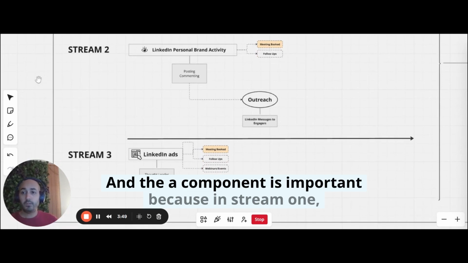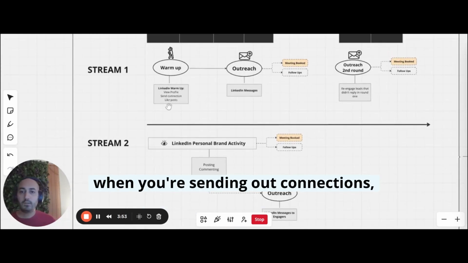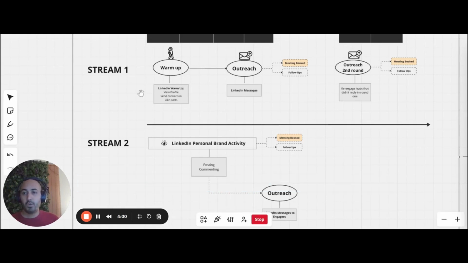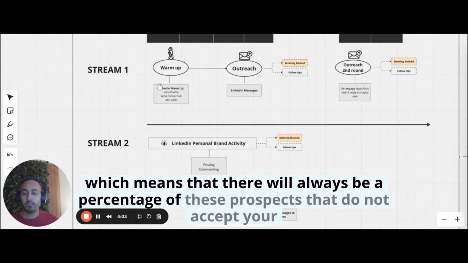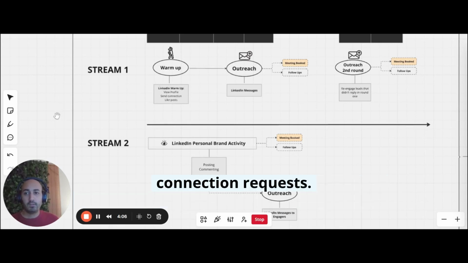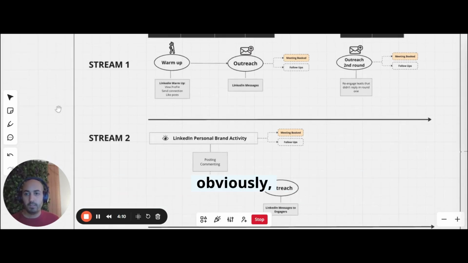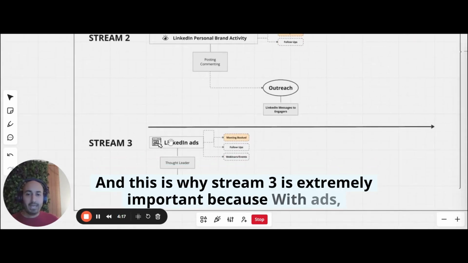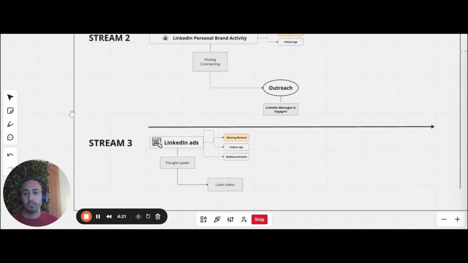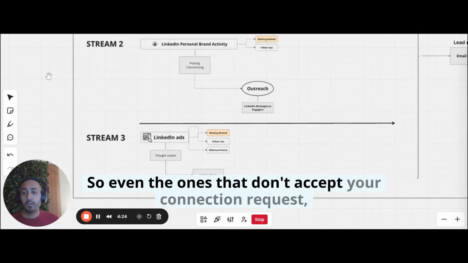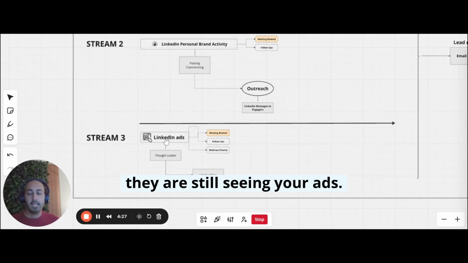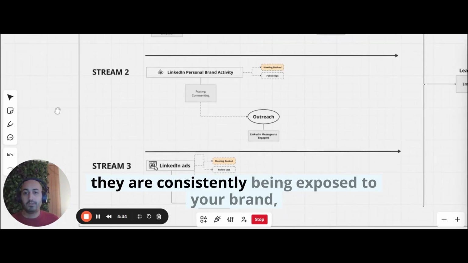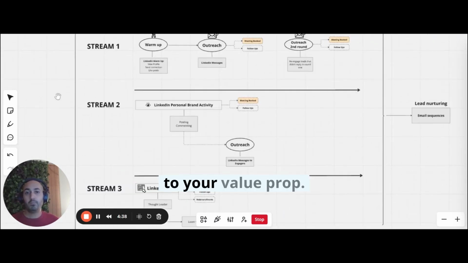And the ads component is important because in stream 1, when you're sending out connections, your connection acceptance rate could range from 30 to 70%, which means that there will always be a percentage of these prospects that do not accept your connection request. And when they do not accept it, you cannot message them, obviously, right? And they wouldn't see your personal brand activity. And this is why stream 3 is extremely important, because with ads, we're able to bypass the connection acceptance, right? So even the ones that don't accept your connection request, they are still seeing your ads. And if they don't accept it today, they can accept it a month later, 2 months later. But during this whole time, they are consistently being exposed to your brand, to your product, to your value prop.